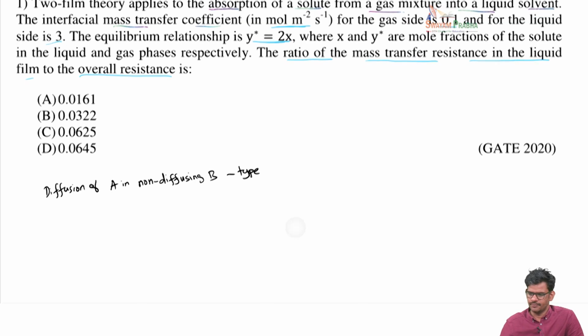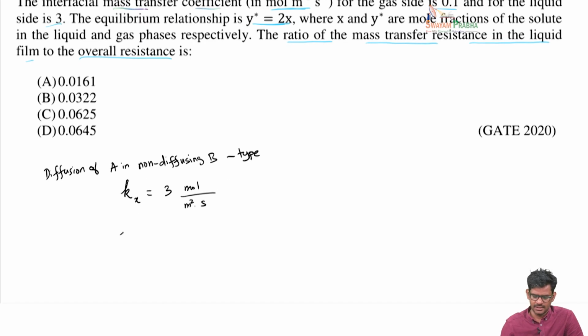Then we are given the local mass transfer coefficients. Kx is 3 mole per meter square per second, and Ky is 0.1 mole per meter square second.